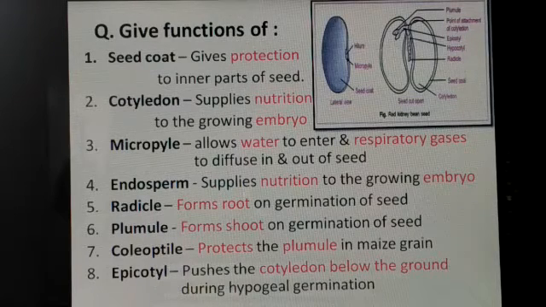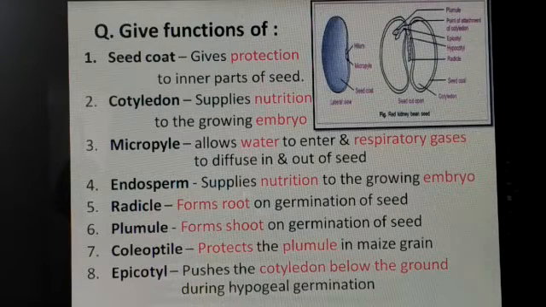The function of seed coat is, since it is outermost, it protects the inner parts of the seed. So giving protection is the keyword. It gives protection to the inner parts of the seed. Cotyledon. Cotyledon supplies nutrition to the growing embryo. Nutrition, to whom does it give nutrition? To the embryo.